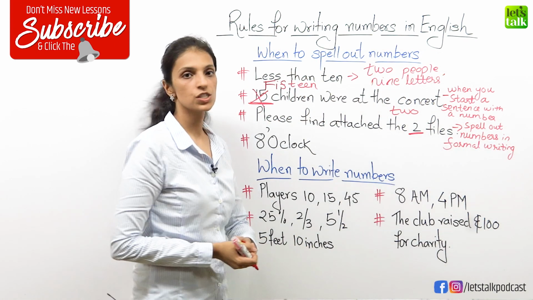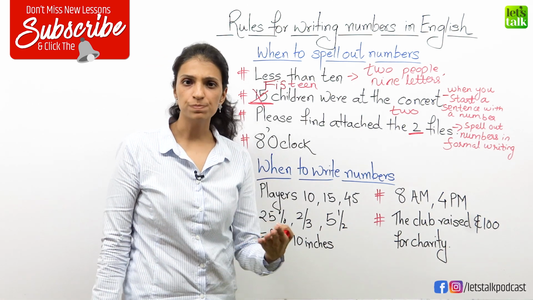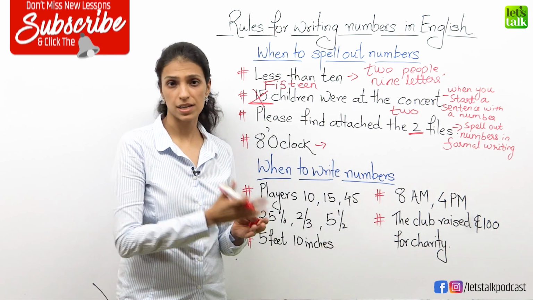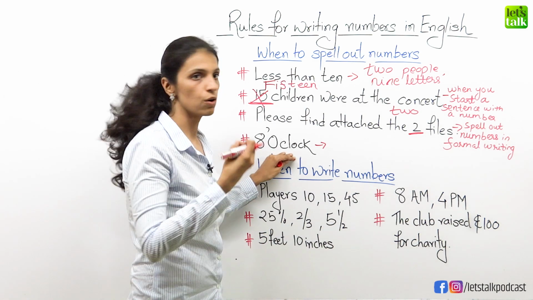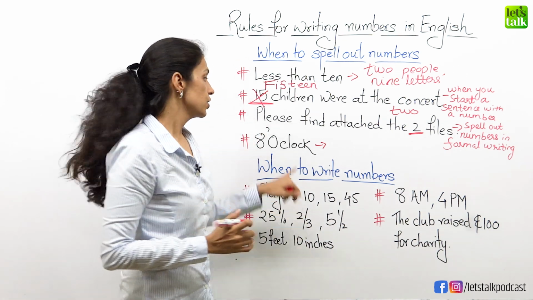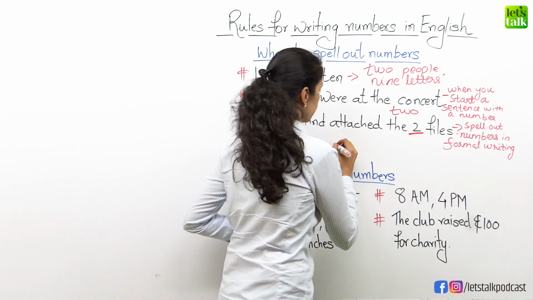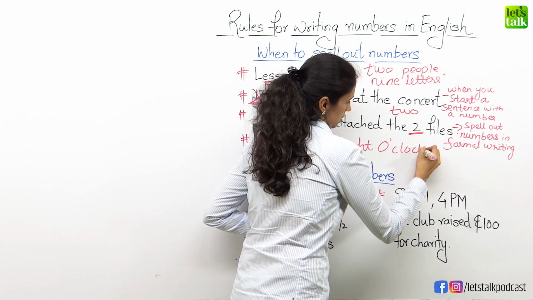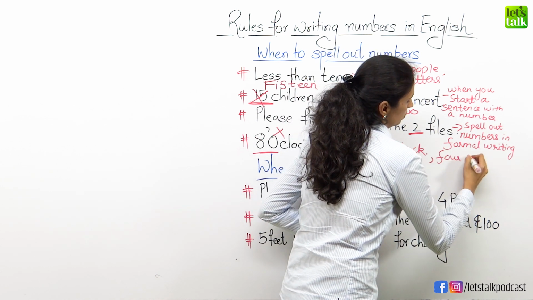Okay, the next one is 8 o'clock. Now supposing I'm confirming a meeting with you, okay, via email, and I say, okay, let's meet tomorrow at 8 o'clock at your office. When you have o'clock, right, the whole number, so 8 o'clock, of course you don't say 8:30 o'clock, but when you have 8 o'clock, 9 o'clock, again you need to spell out. So this is incorrect. You always write eight o'clock. Okay, friends, remember this, or probably four o'clock.